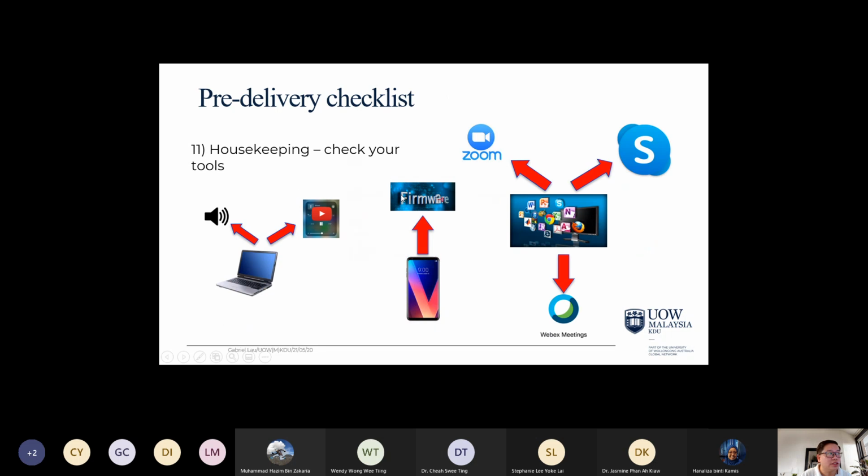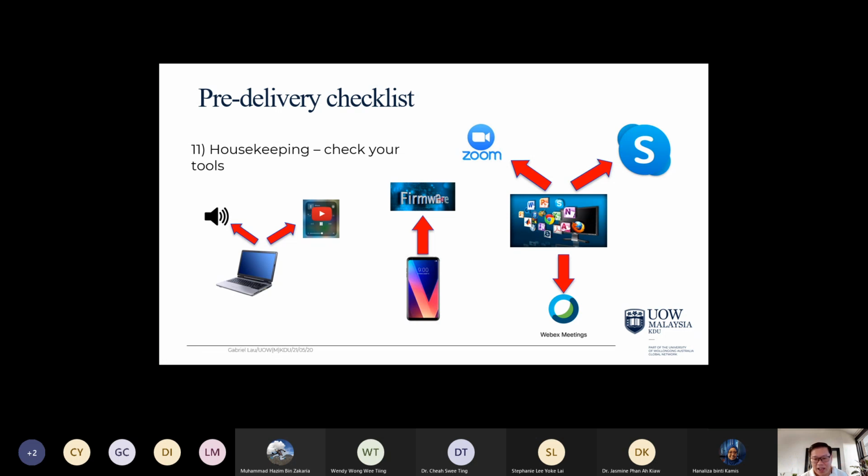So this is the checklist. Housekeeping. Make sure students have what they need, and you yourself also have it. Make sure you have your laptop. Make sure your laptop has sound. Make sure your laptop can play video. Make sure it's updated to the correct firmware. Make sure you have your Zoom, Skype, WebEx, or whatever, and everything is working perfectly.